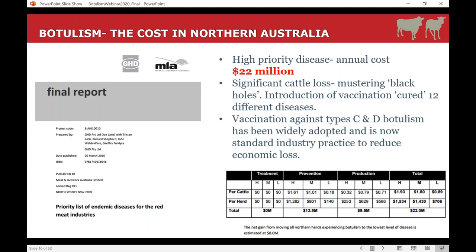But when vaccination was rolled out, many of those so-called diseases disappeared. It's because they weren't real diseases. The number one threat to cattle was always botulism, and we just needed a vaccine. So for that reason, vaccination has become widespread practice in northern Australia to reduce the economic loss that is known to occur from the disease. And in southern Australia, vaccination is certainly recommended on a risk basis, depending on your enterprise.